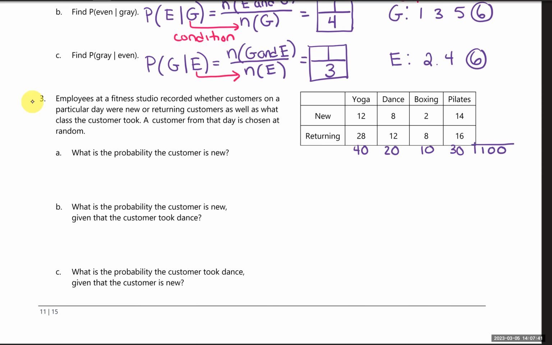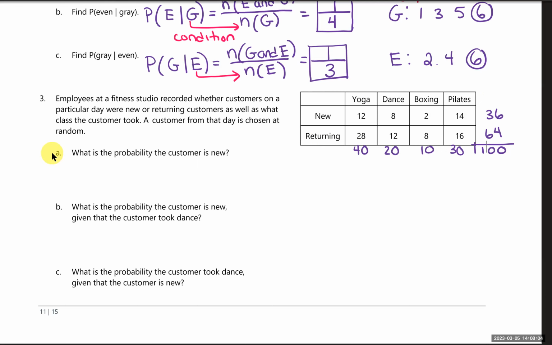But then they also kept track of whether they were a new customer or returning. And the new was 36, and then the returning was 64. So it's called a two-way frequency table. We're keeping track of two things, new or returning, and we're keeping track of what class they went to.